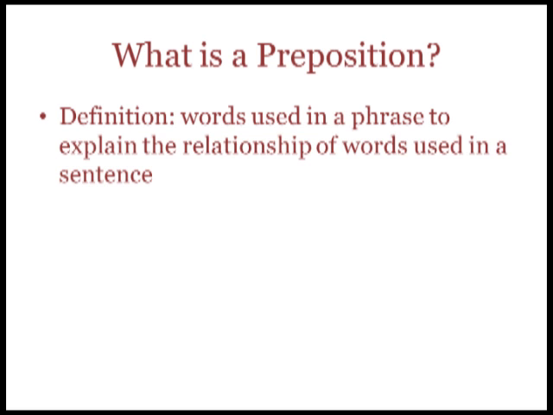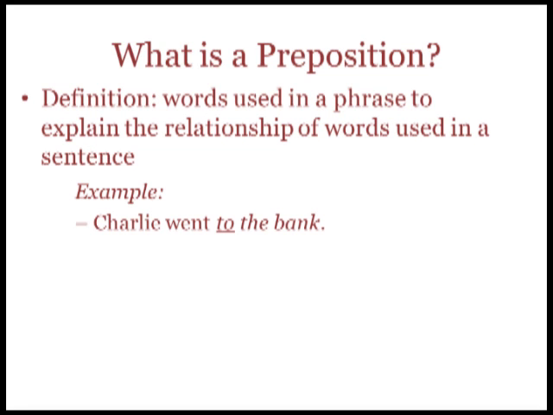So what is a preposition? Prepositions are words in a phrase used to explain the relationship between words in a sentence. For example, in the sentence, "Charlie went to the bank," "to" is a preposition. "To" combined with "the bank" forms a prepositional phrase. The preposition "to" functions as a bridge between "Charlie went" and "the bank," clarifying where Charlie went.